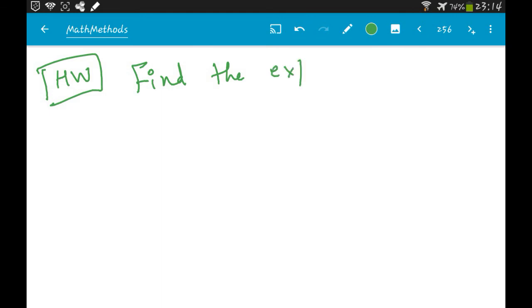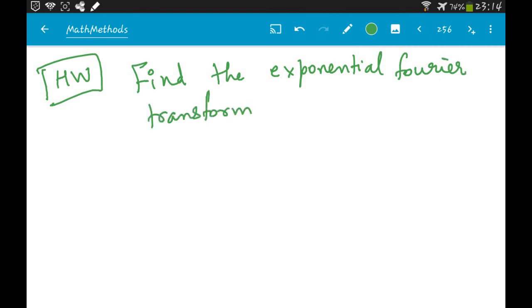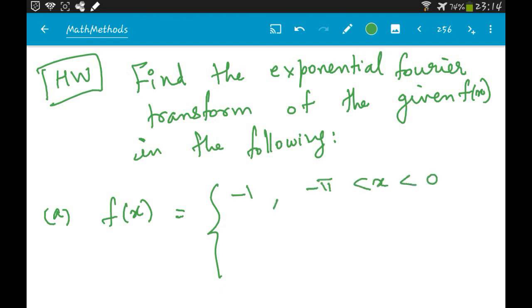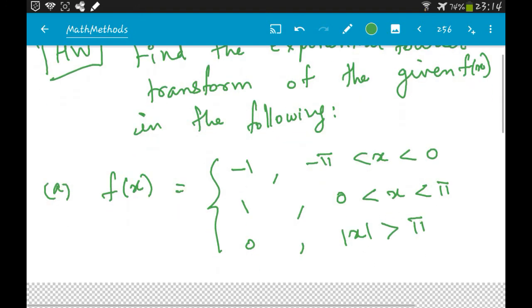Find the exponential Fourier transform of the given f(x) in the following. So A would be: f(x) is minus 1 from minus π less than x less than 0, 1 from 0 less than x less than π, and 0 when |x| is greater than π.